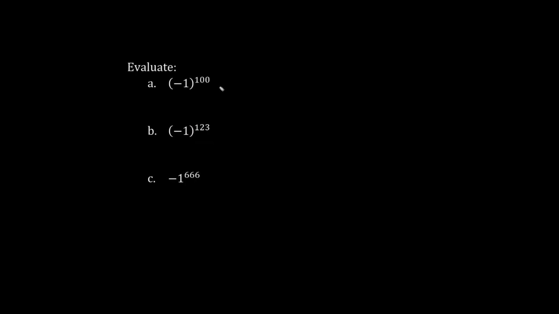What is negative 1 to the exponent 100? This exponent is even. Whenever we have an even number of negative numbers, we end up positive. So the overall result is positive. 1 to the exponent 100 is 1 times 1 times 1 times 1 repeated 100 times. So 1 to the anything is just 1. The answer is 1.